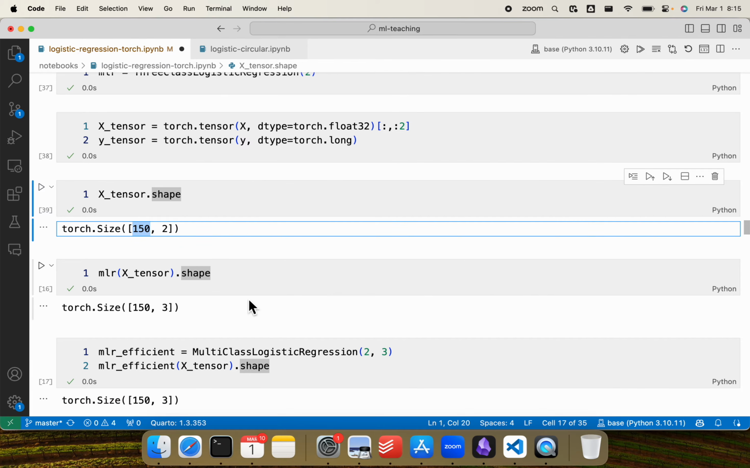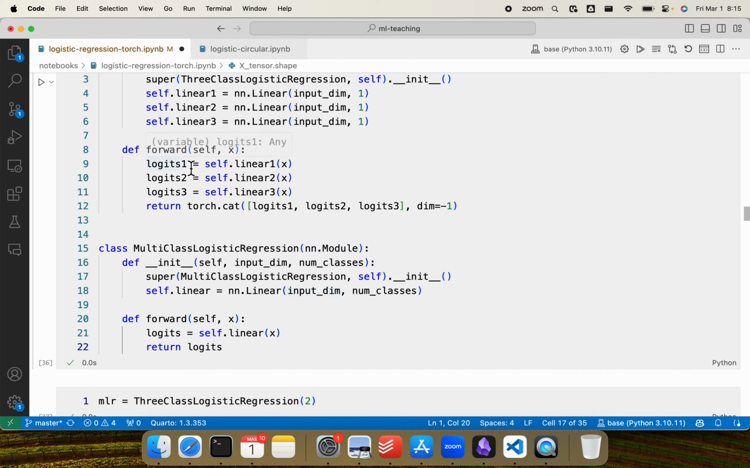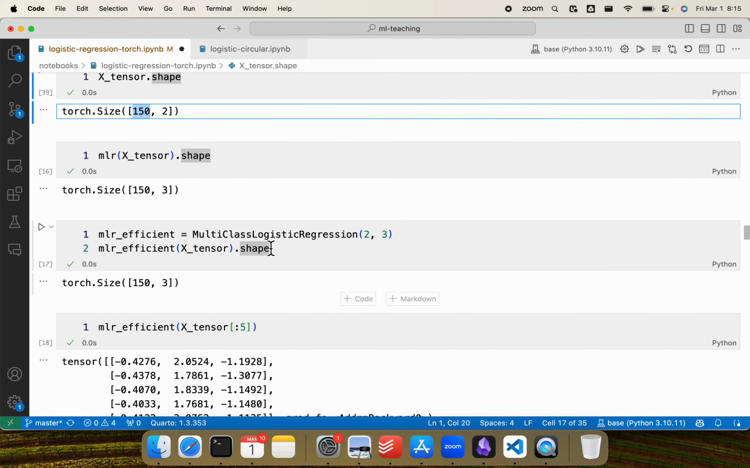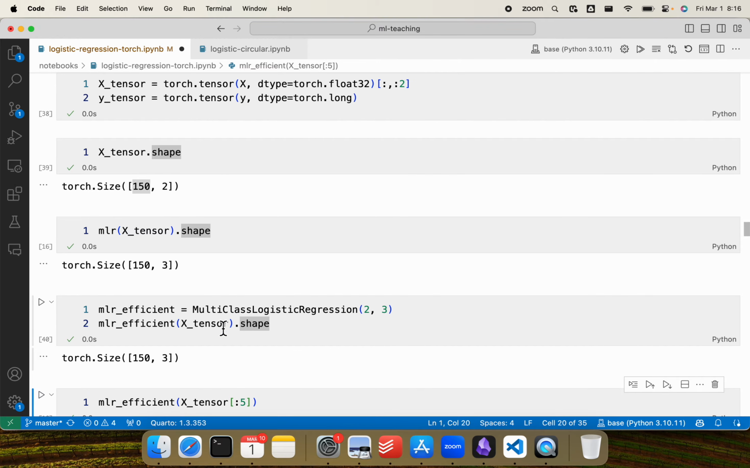Now I could have also done the same using my second implementation, where instead of specifically mentioning logits corresponding to the 3 different classes and then concatenating them, I could have directly created nn.Linear from the input dimensions to the number of classes. If I use that particular class and I pass in my input tensor, I get the same shape. So this is showing the equivalence between the two.